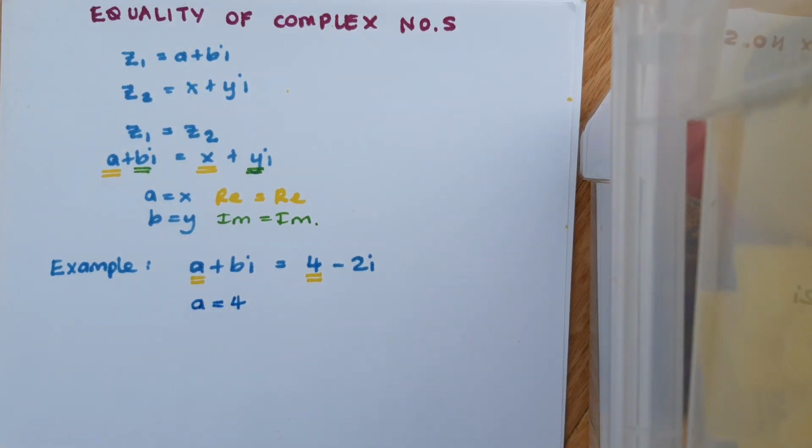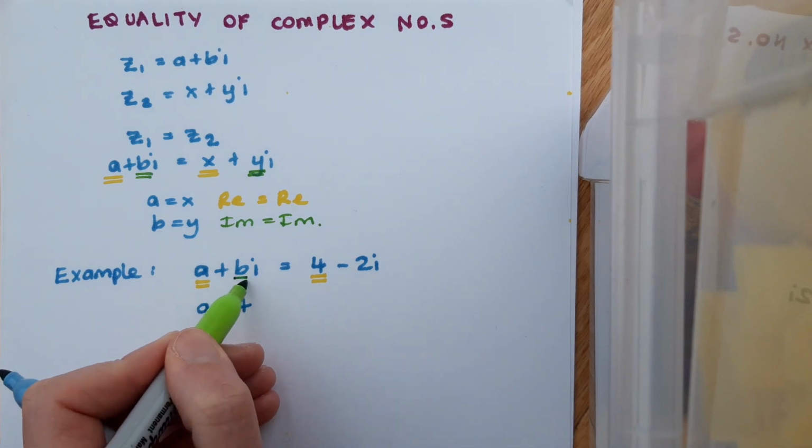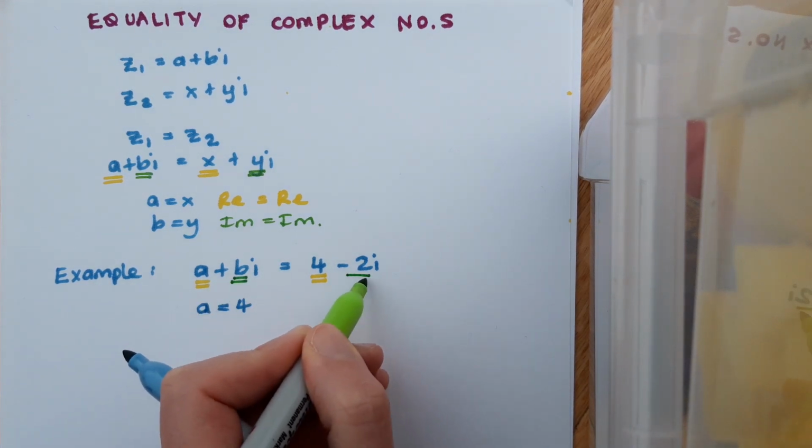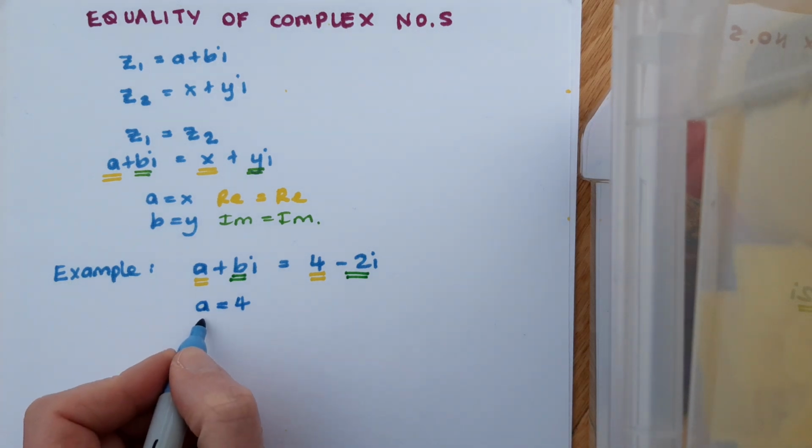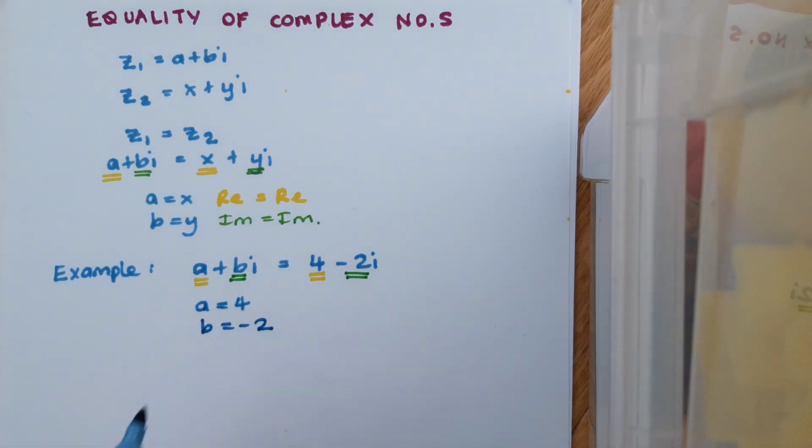Looking at the imaginary components then, I can see that b is the coefficient of the imaginary term on the left and minus 2 is the coefficient of the imaginary term on the right. So I can simply say that b is equal to minus 2.